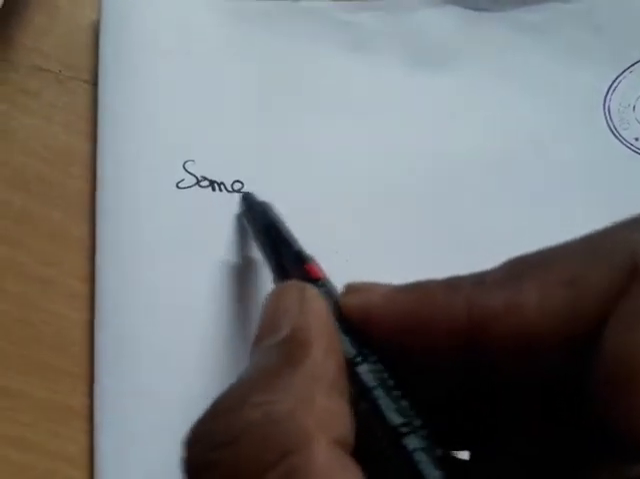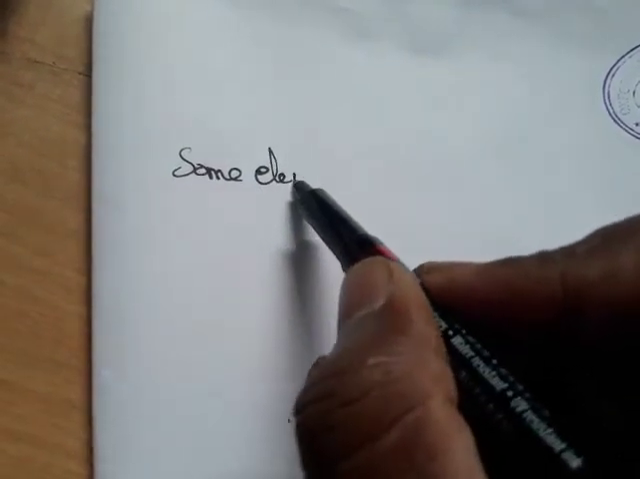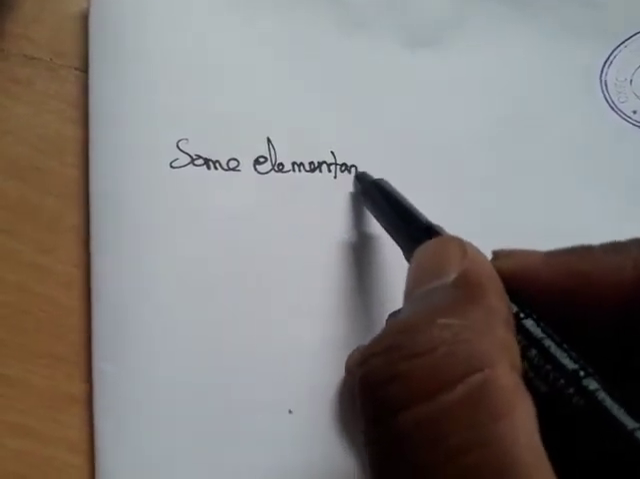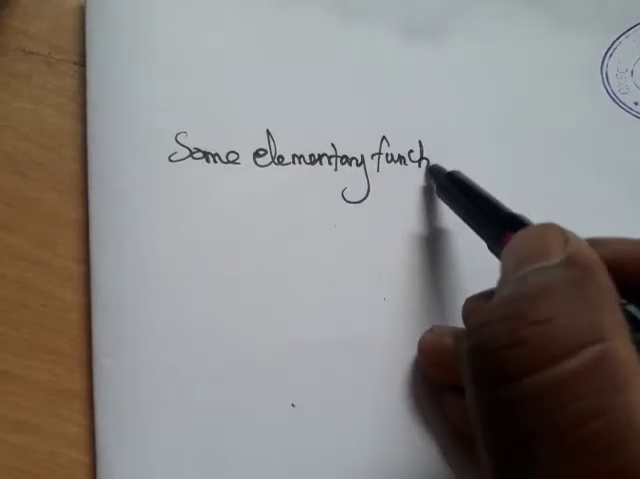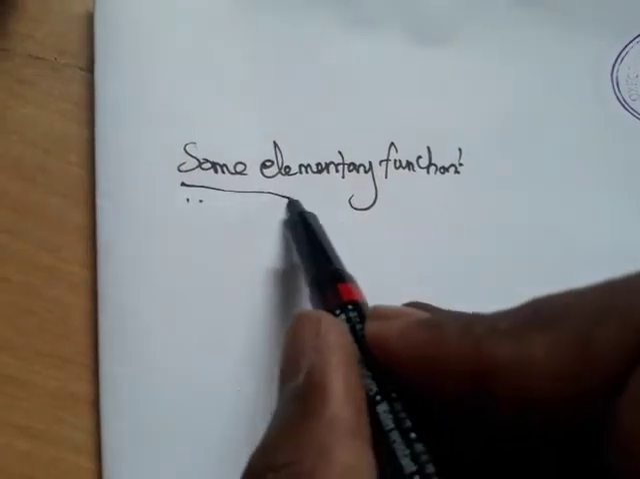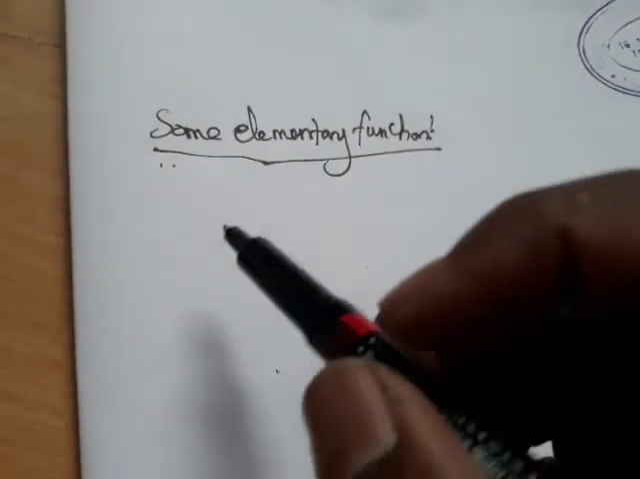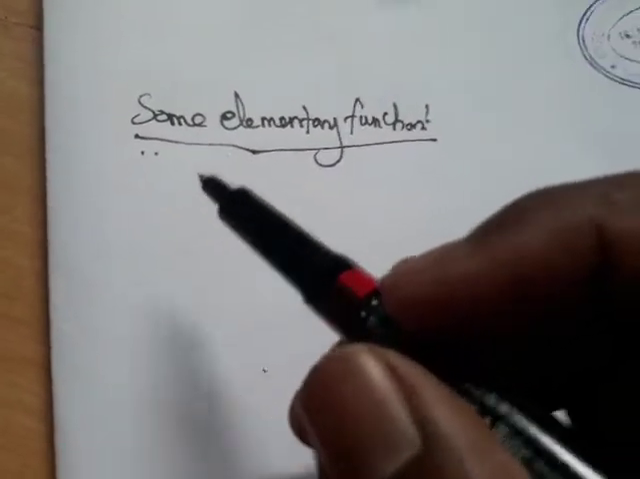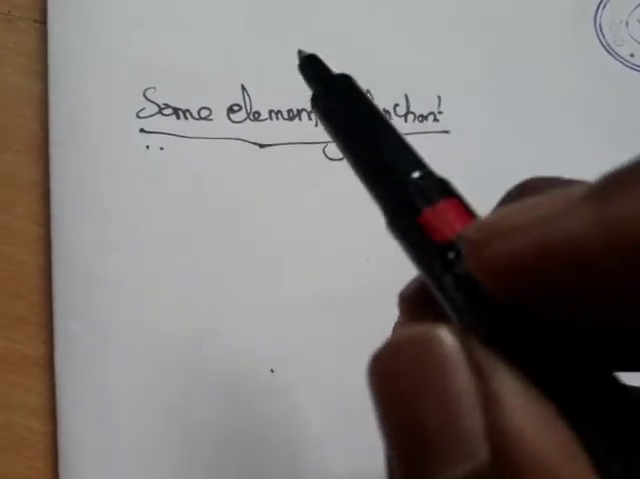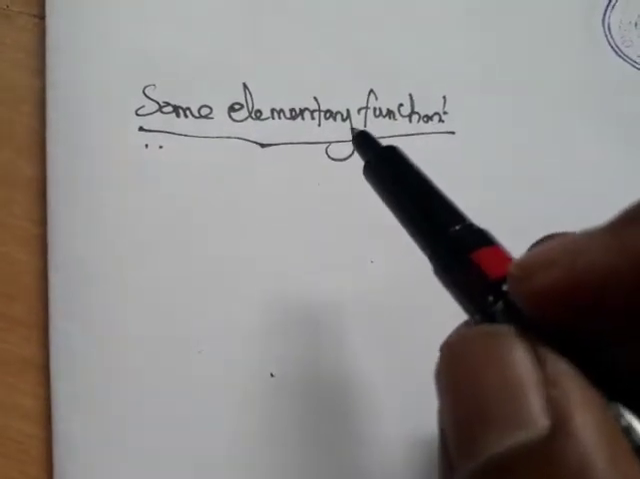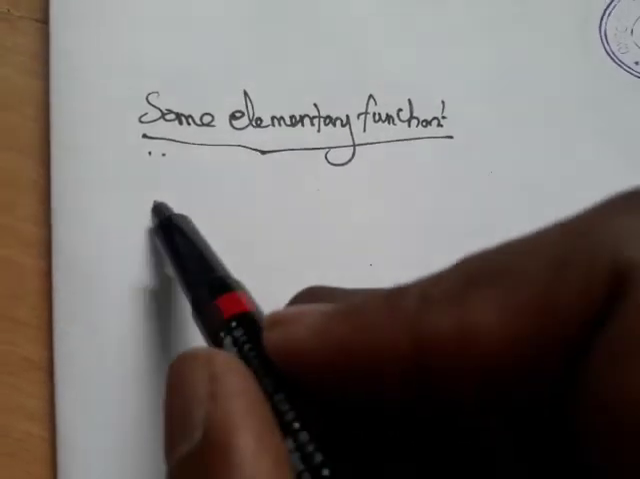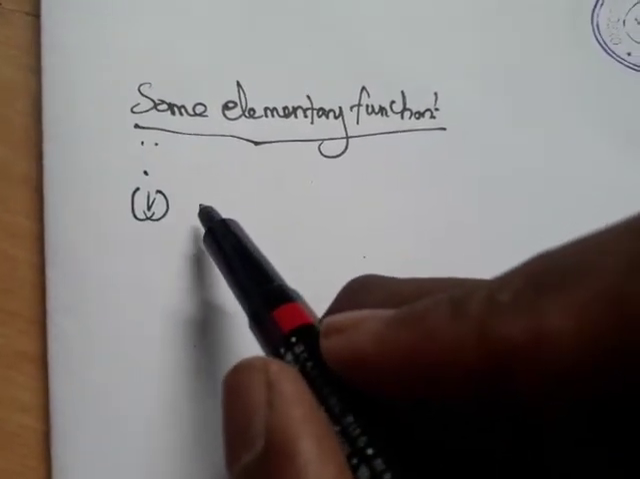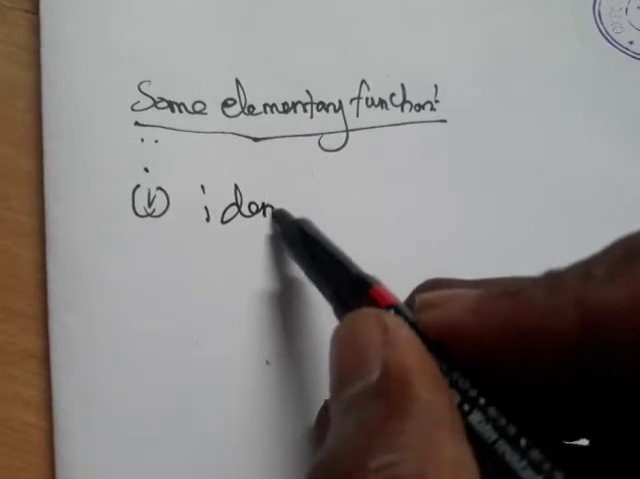Okay, now I am going to tell about some elementary functions. So you take your book and read it one time. I am giving the explanation for that. You can take your book and underline the points I am giving. First we are going to learn some elementary functions. In that, the identity function.